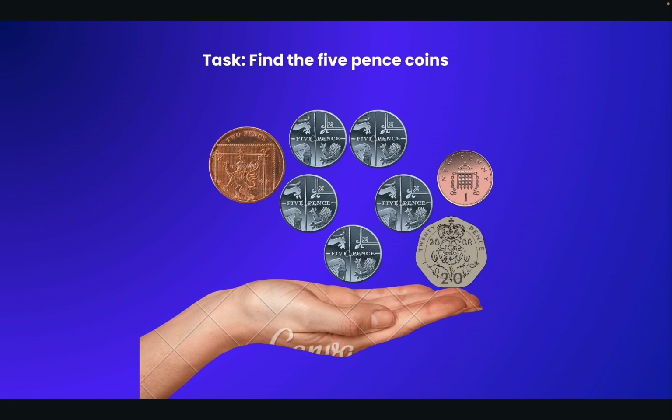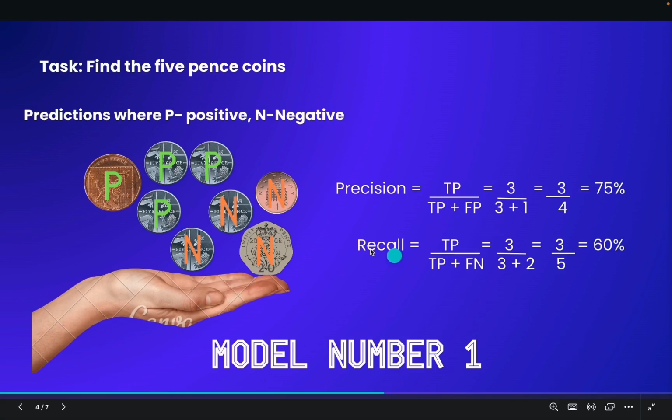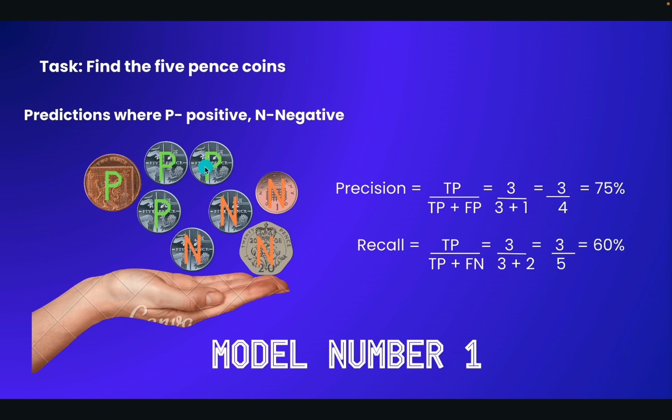So I said to the model, find me the 5 pence coins. Then the model says these 4 coins are 5 pence, and the evaluation would be, what is the number of true positives? True positive means 5 pence actually. So the true positives divided by true positive plus false positive. So we have 3 of the predictions to be true, and the false positive prediction, which is 1. So that will be 3 divided by 3 plus 1, which is 75%.